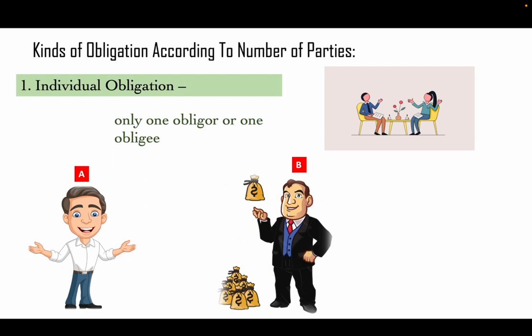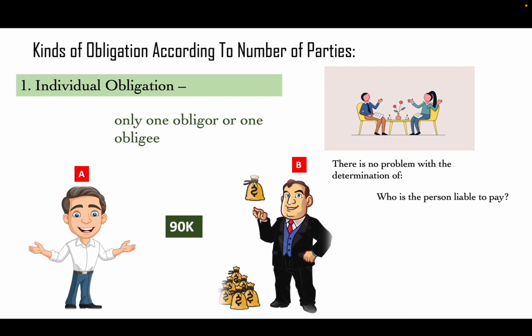If A borrowed 90k from B, there is no problem with the determination as to who is the person liable, A. Who is the person entitled to demand payment?